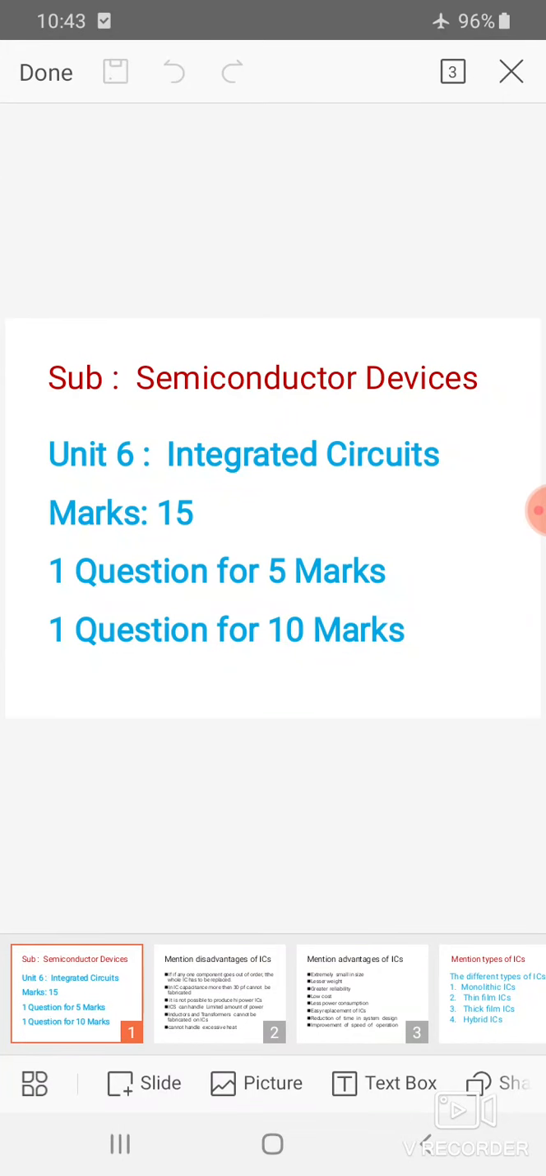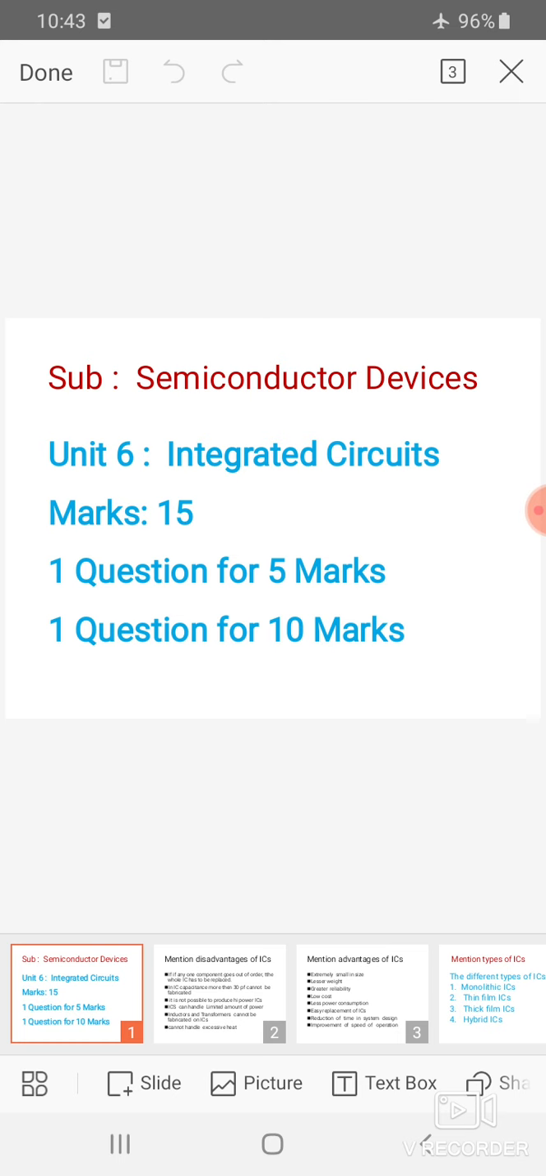Dear students, let us see the sixth chapter in the subject semiconductor devices. The chapter is integrated circuits, that is the IC, and this chapter carries 15 marks in the final year examination. Out of those 15 marks, you will get one question for 5 marks, that is a short question, and one question for 10 marks.